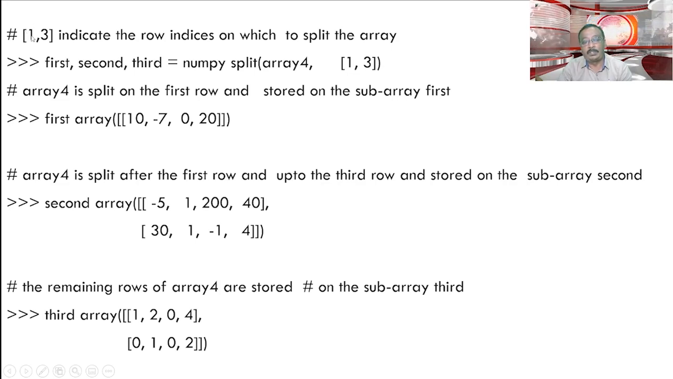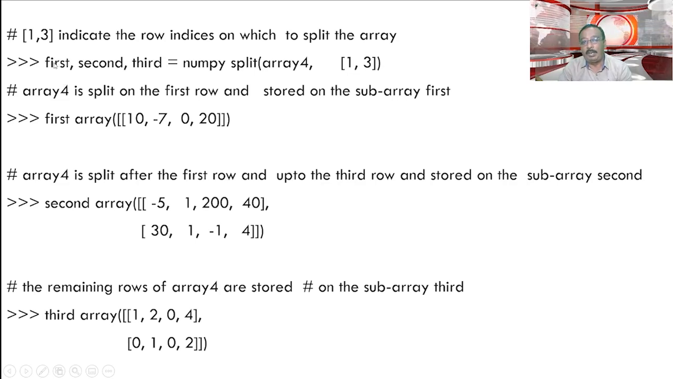For example, if you want to specify the splitting of the array as 1 comma 3, it indicates the row indices on which to split. So we split on the first row and then on the third row. The remaining can be stored in another array. For example, this command: first comma second comma third equal to numpy.split array 4 into 1 comma 3. You split array 4 with the parameters 1 comma 3, that is at the first row and third row, and store it in the arrays named first, second and third.